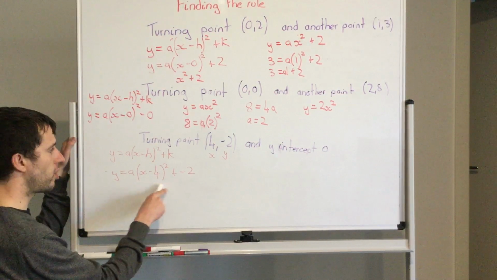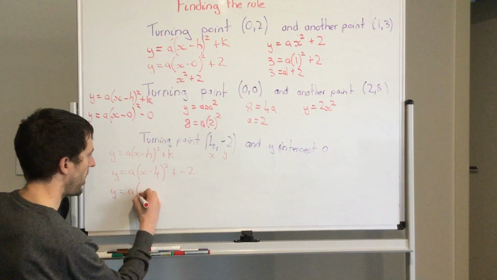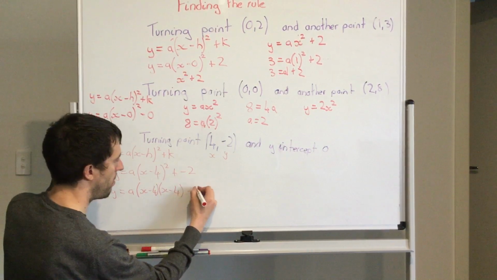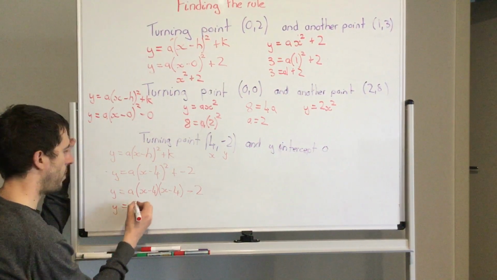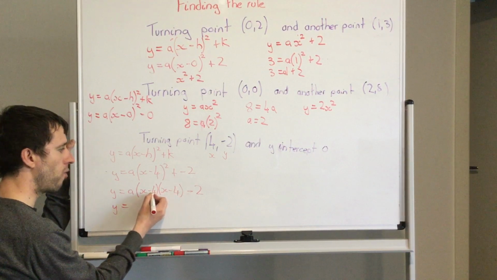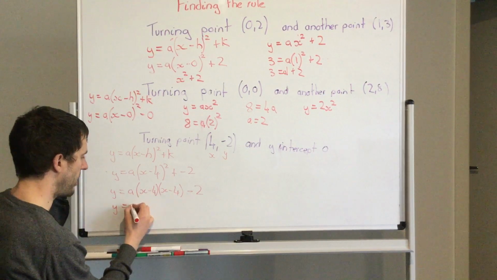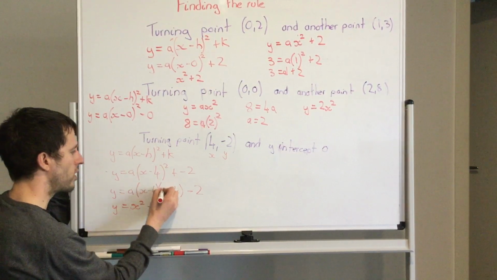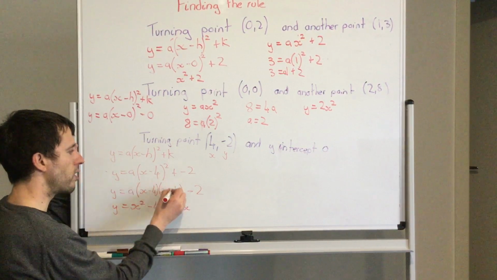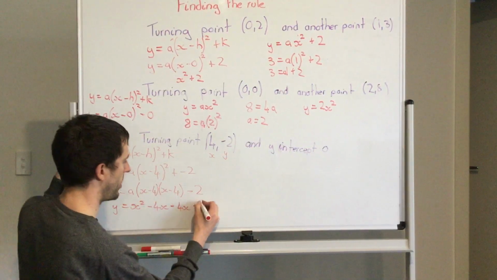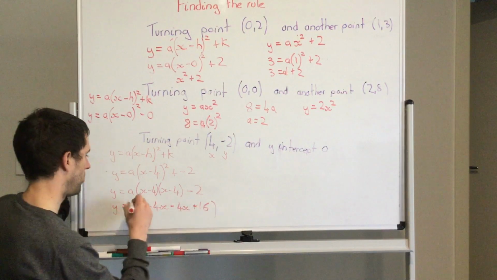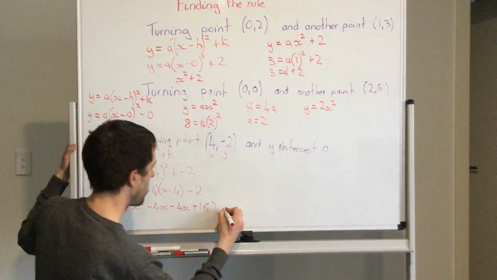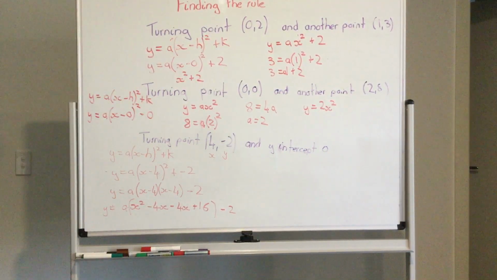Now, I'm going to expand this. So (x take 4) is (x take 4)(x take 4), minus 2. So let's expand. x is going to be times by x and negative 4, and then negative 4 will be times by x and negative 4. So x times x equals x squared. x times negative 4 equals negative 4x. Negative 4 times x is negative 4x, and negative 4 times negative 4 is a positive 16. Now, just remember, we do have the a still there. Minus 2. Okay, so now I have expanded.